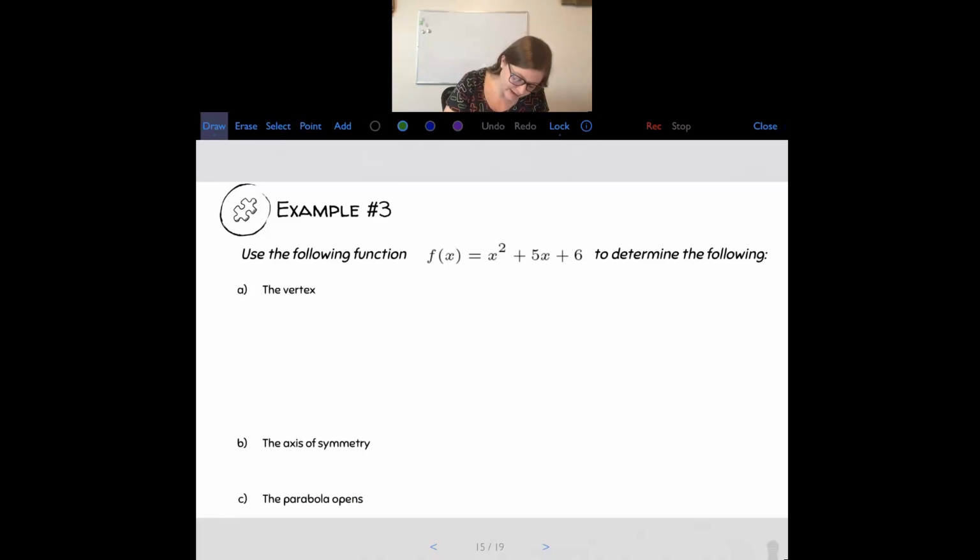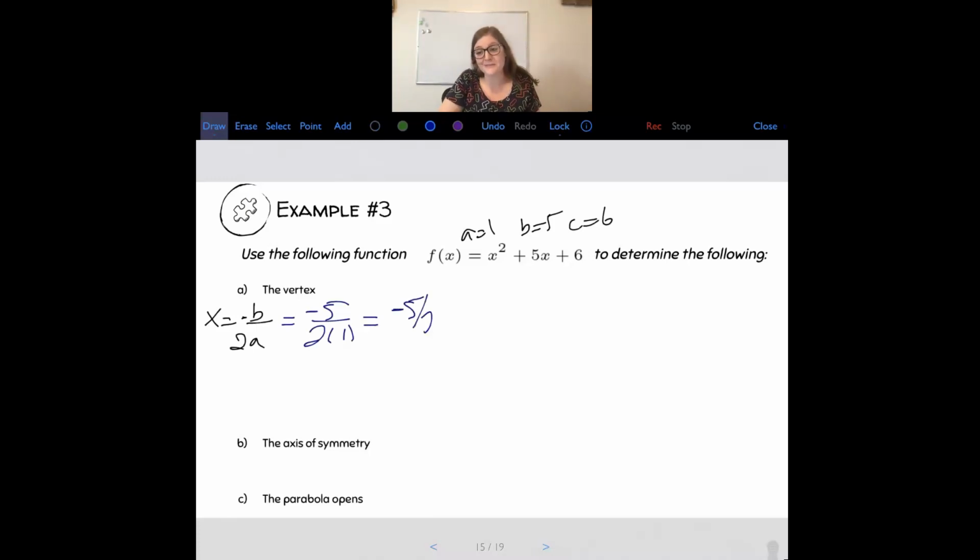So the vertex is given by x is equal to negative b over 2a. A is 1, b is 5, c is 6. Okay, so in this case, it's going to be negative 5 over 2 times 1, which is negative 5 over 2. It can be a fraction. Okay, so now I have to substitute this in, find the y-coordinate. So I input it in for every x.